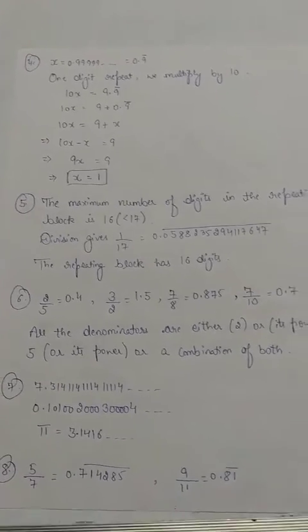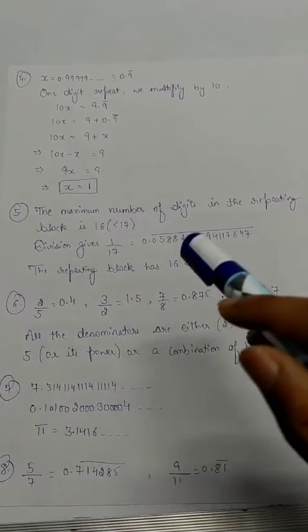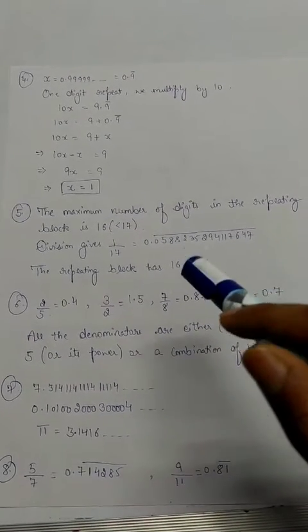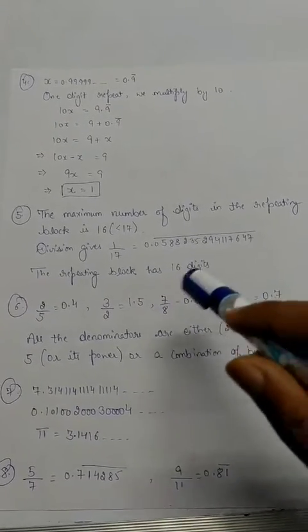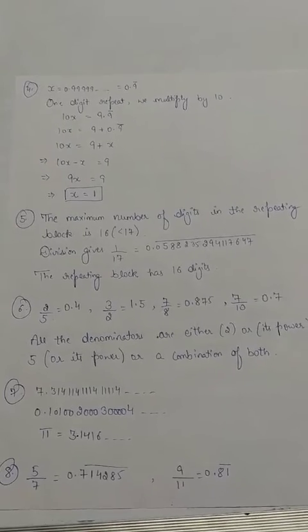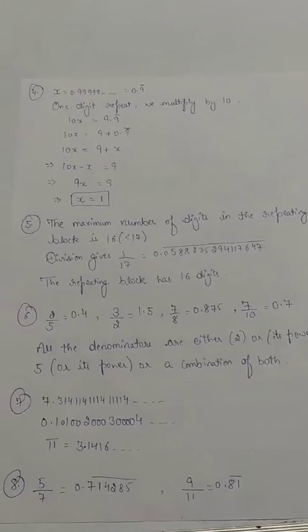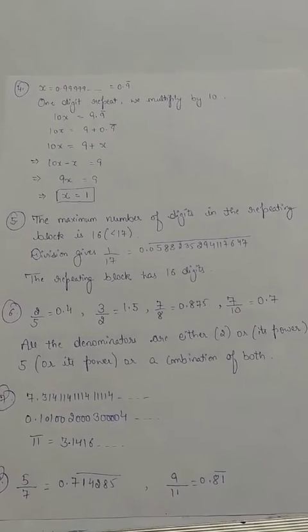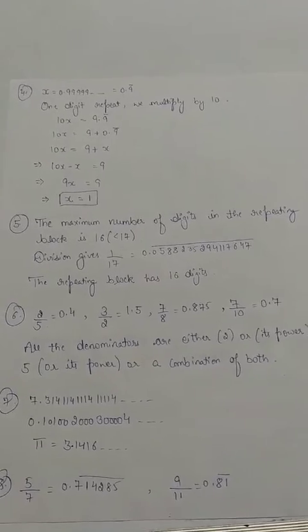The maximum number of digits in the repeating block is 16, which is less than 17. So division gives 1 upon 17. On dividing we get this number. So the repeating block has 16 digits, because after 16 it is again repeating. That is why we have put the sign of bar over here.